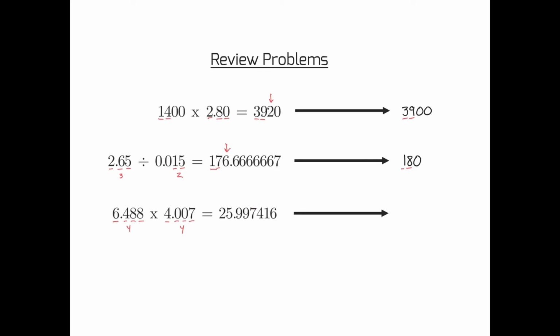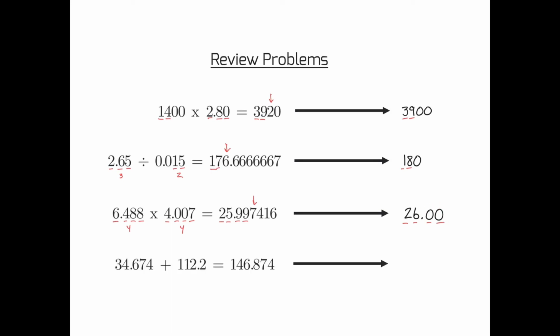So we count off 4. 1, 2, 3, 4. We look at this 7. Because it's bigger than 5, we round this 9 up. So this whole thing gets rounded up. And what we get is 26.00, which has 1, 2, 3, 4 sig figs. Remember, our trailing zeros after a decimal point are significant.